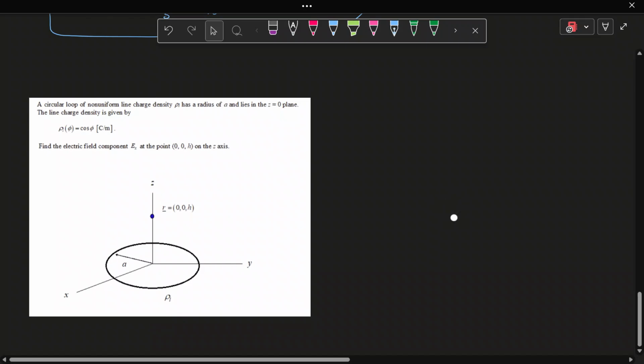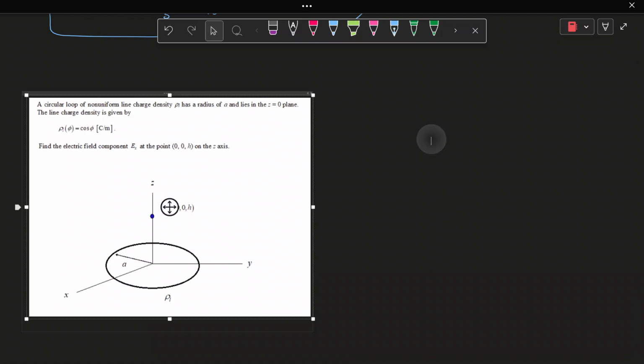So tonight we're going to be going over this charge density problem, and we're going to be finding an electric field component, specifically E of x, at the point (0, 0, h) on the z-axis, and this is our observer.